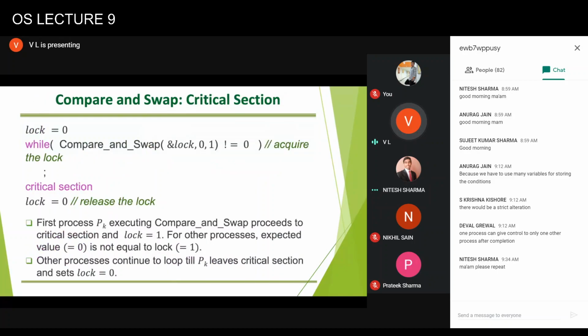So now you can use this mechanism to execute the critical section, and it will ensure that only one process will go to the critical section.